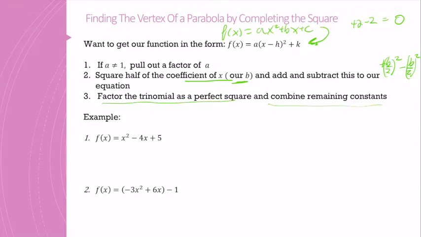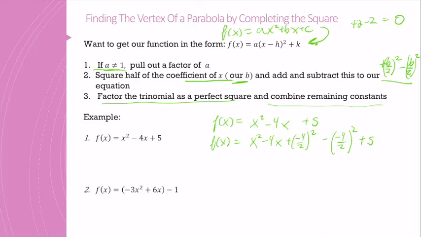So here I have f of x equals x squared minus 4x plus 5. So a already equals 1, so I'm good with that step. The next thing I need to do is add and subtract b over 2 squared. So I'm going to add negative 4 divided by 2 squared minus negative 4 divided by 2 squared plus 5.